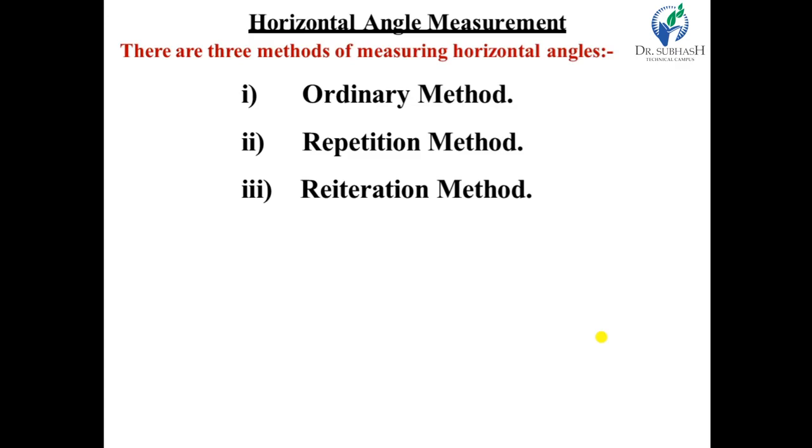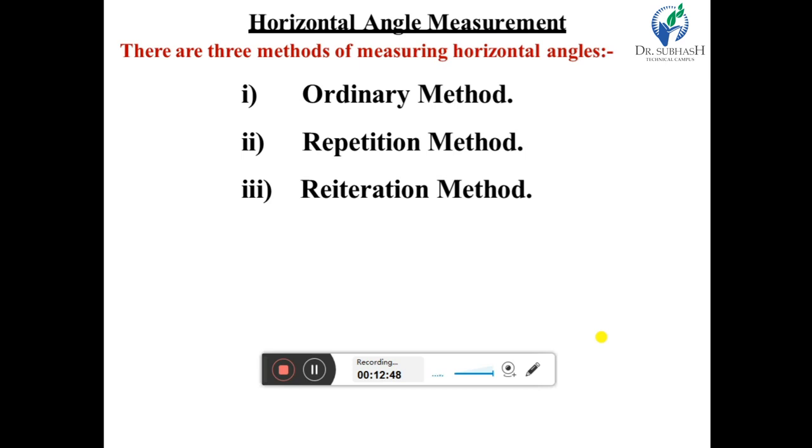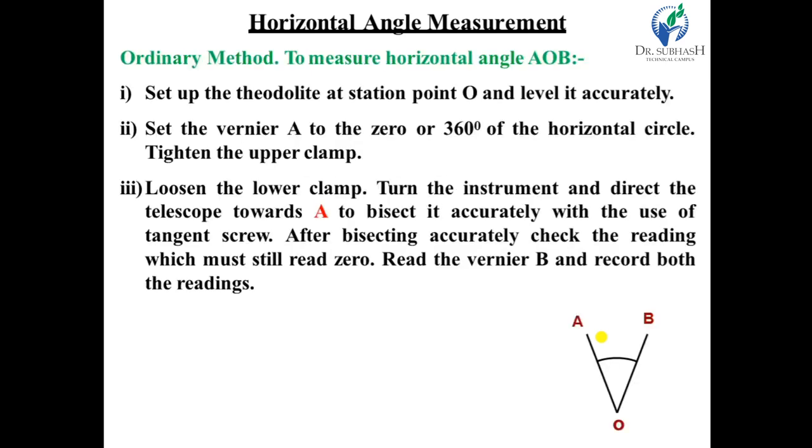Now we are moving to horizontal angle measurement. There are three methods used for horizontal angle measurement. One is the ordinary method, second is the repetition method, and third is the reiteration method. We are studying the ordinary method. First, we have to set up the theodolite at a station point O and level it accurately. Set the vernier A to 0 or 360 degrees of the horizontal circle and tighten the upper screw.